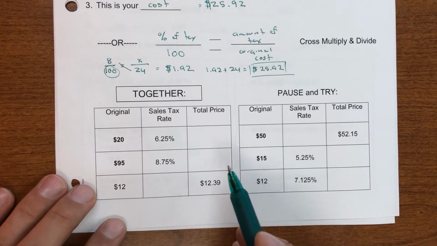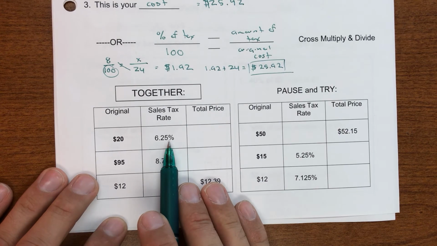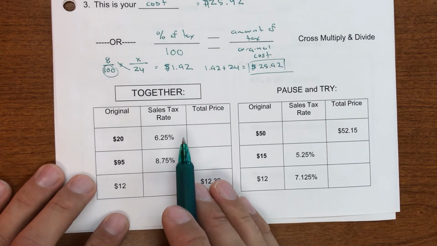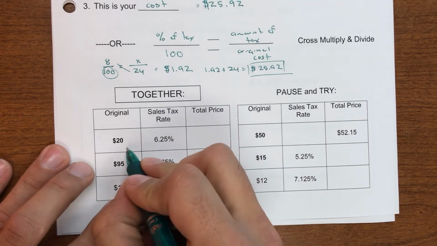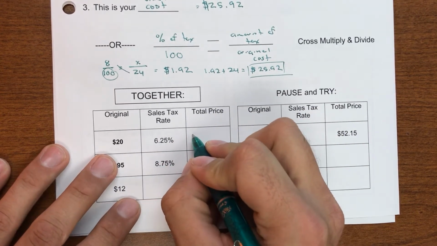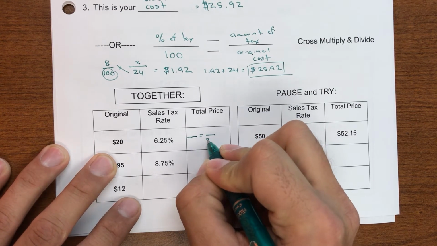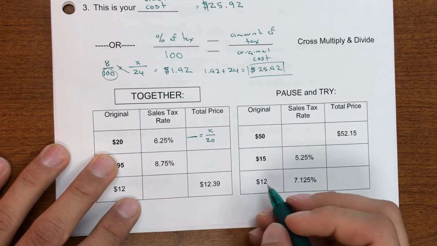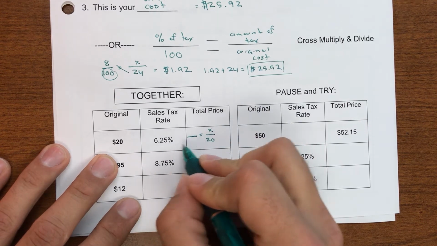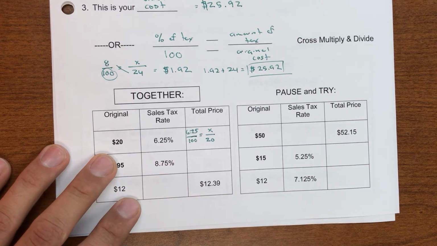So let's try a couple of these. Original cost is $20. Sales tax is 6.25%. So let's do this one with a proportion. And then the second one we'll just multiply. So if my original amount is $20, that is going to go on the right-hand side, on the bottom. I'm looking for the total price, but I need the tax first. So I'm going to put my X up here. I've got 6.25%. So that's going to go on top, and 100 goes on bottom.